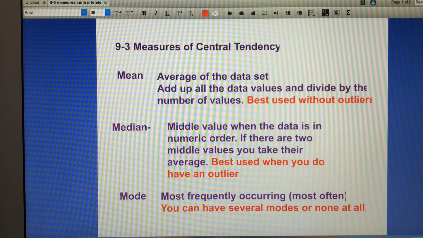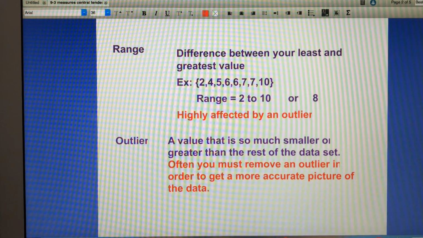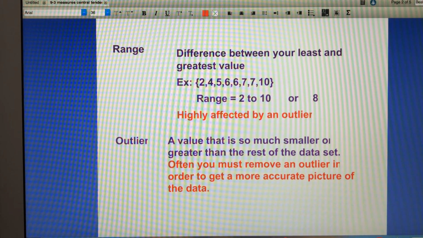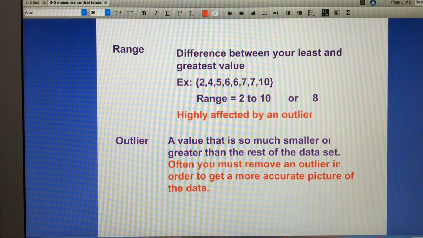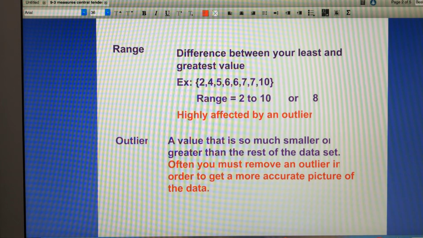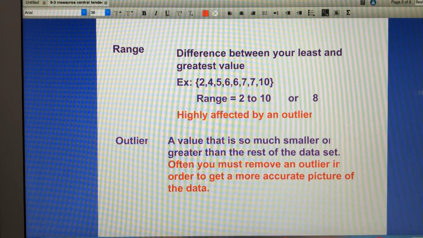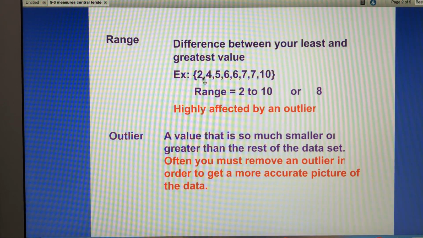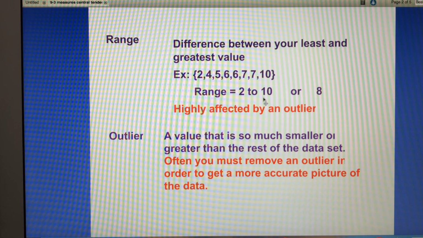You have no mode. Range. The range is the difference between your least and greatest value. Here's a sample of a data set. I look at my smallest value, 2, my largest value, 10. The difference between the smallest and the largest, 2 to 10, you can list that as your range, or you could say 8 and find their difference.